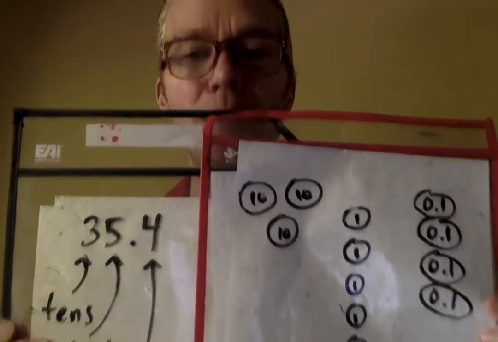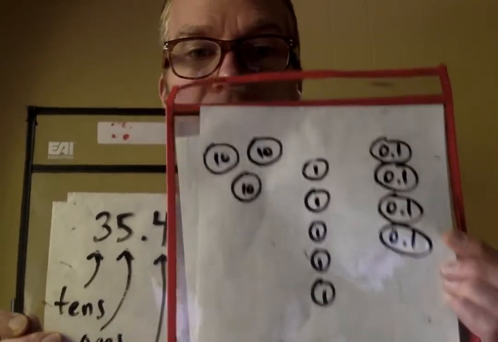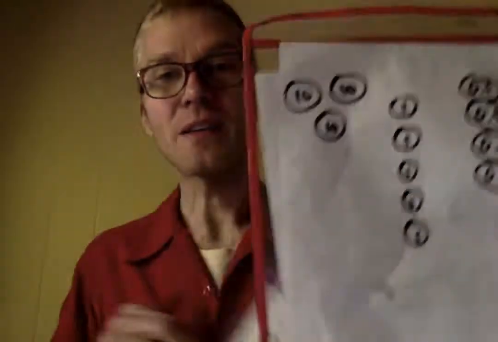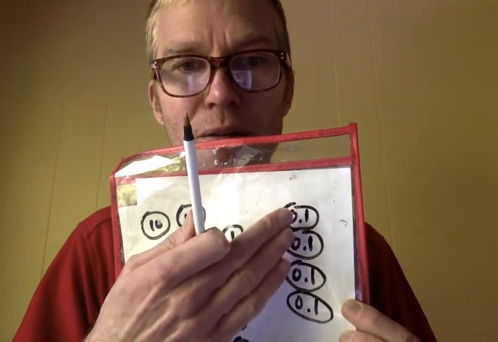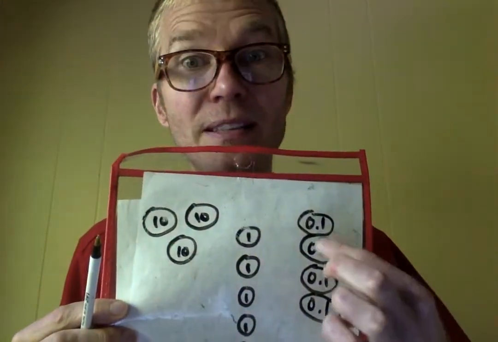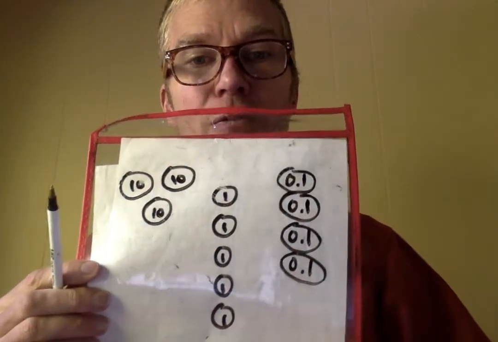so get to thinking about it in this way of drawing it out. 3 10s. How many 10s? 3. How many 1s? 5. How many tenths? 4. Notice how the tenths all say 0.1. Don't just write 0.1, write 0.1 because you need to let the person know there are no 1s at all. We're just talking about tenths there. 3 10s, 5 1s, 4 tenths, 35.4.